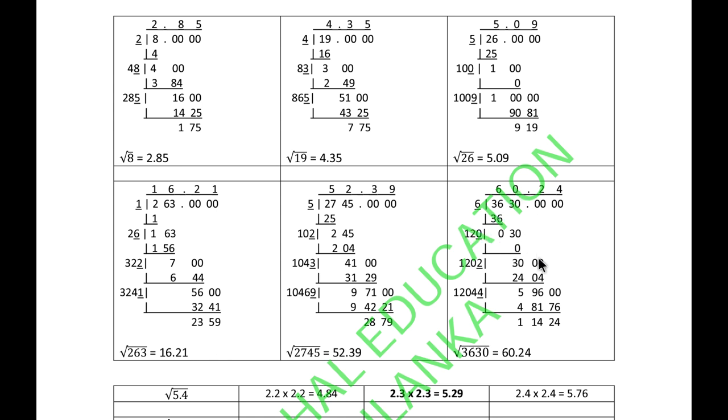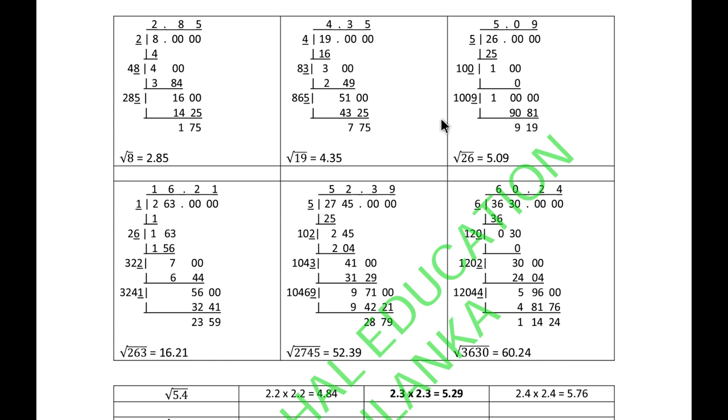Take 2 zeros. Now we multiply 60 times 2, 120. Keep a blank. Put 2 here. The suitable number will be 2. 2 times 1202, 2404. So then subtract 596. Take double zeros. Now we multiply 602 by 2. That is 1204 and put a blank. And suitable number will be 4, and 4. So when you multiply this thing, 48,176, after you subtract 114 and 24, the square root of 3630 is 60.24.